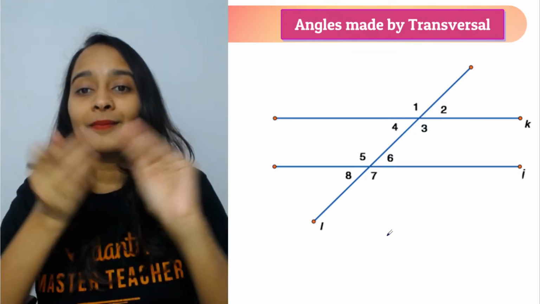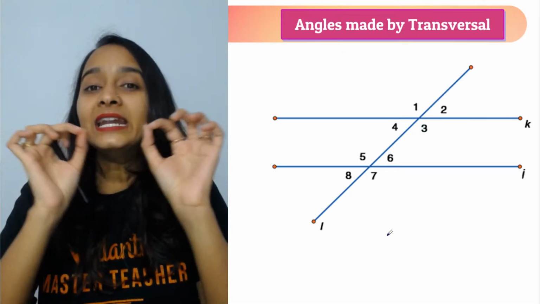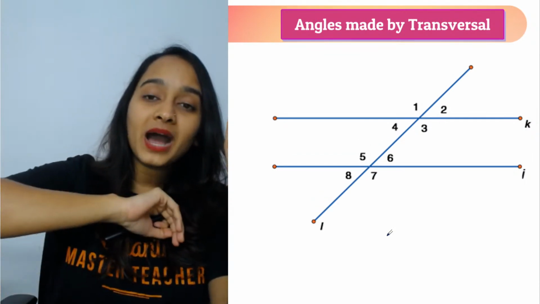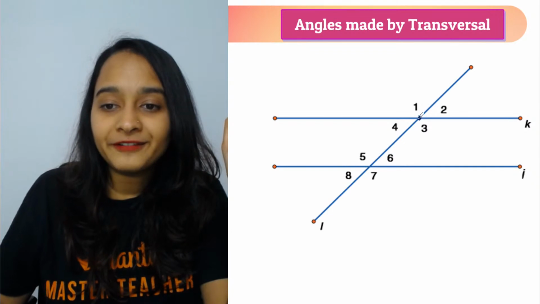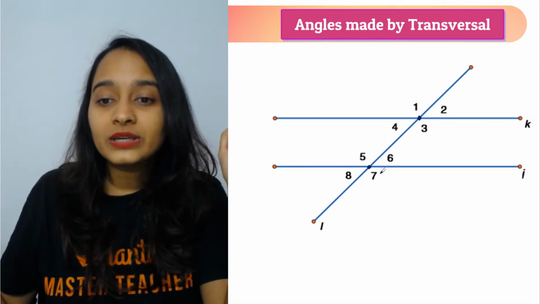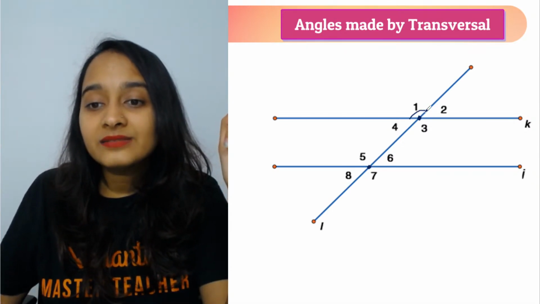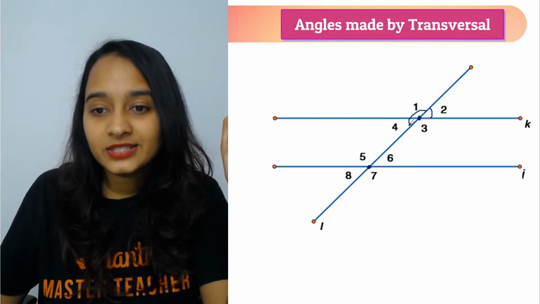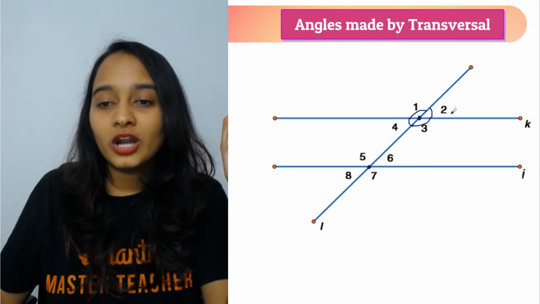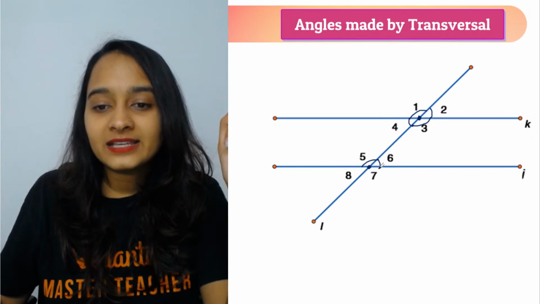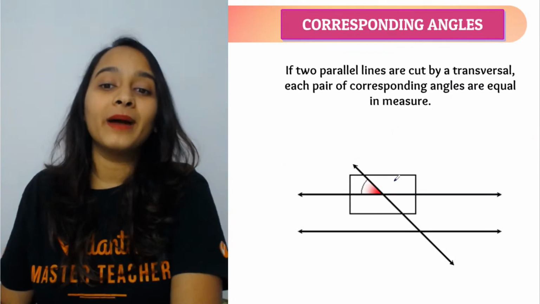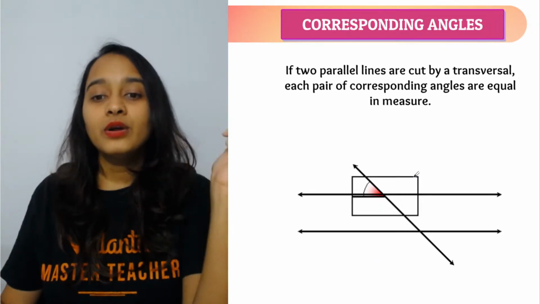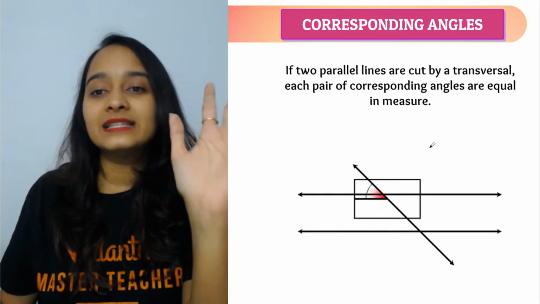Next, let's talk about a transversal. When I take two lines and then pass a line through them, intersecting them at two different points, then you can see there are angles which are formed here. Are you seeing these angles? Angle 1, 2, 3, 4, 5, 6, 7, 8. There are angles which are formed by the transversal. Now, there are names for these angles.